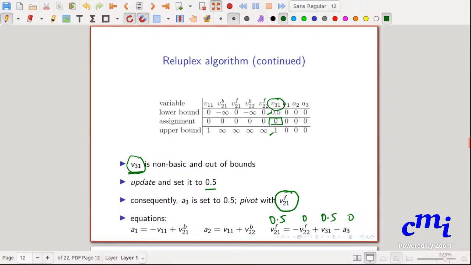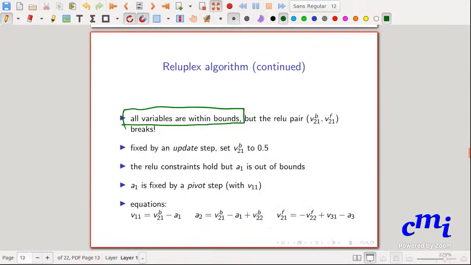Now you have increased this to 0.5. And how have you increased it here? You have increased it here by adjusting this to 0.5. But it is fine to adjust this to 0.5 because the bounds are 0 and infinity. So therefore it's fine to adjust it here. Okay. So now as soon as you do this adjustment, everything is within the bounds, and therefore you have reached a solution.